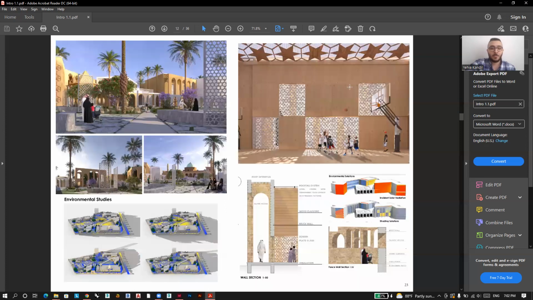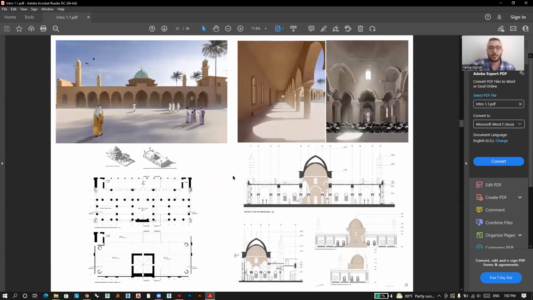This was supposed to be the plaza where people interact, with screens to add shading, and this is the sport hall for the kids, with environmental studies for it as well.